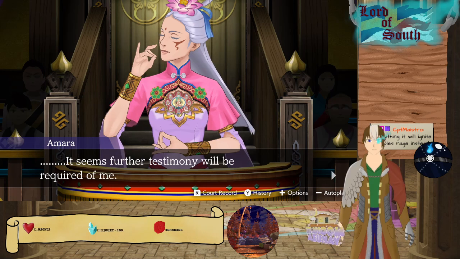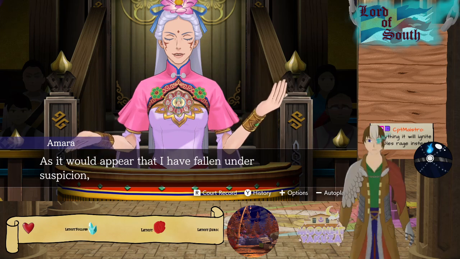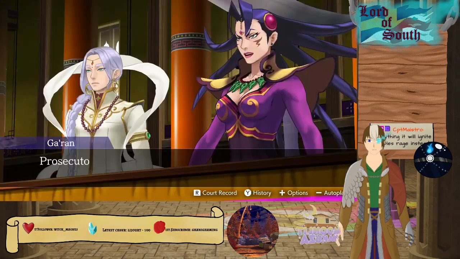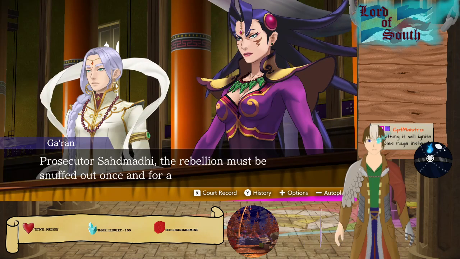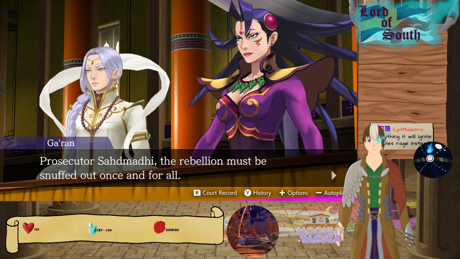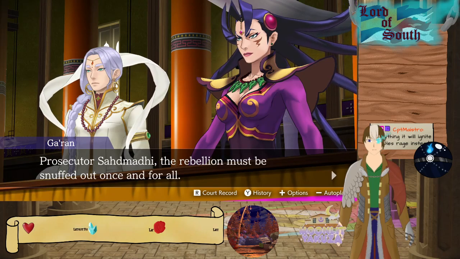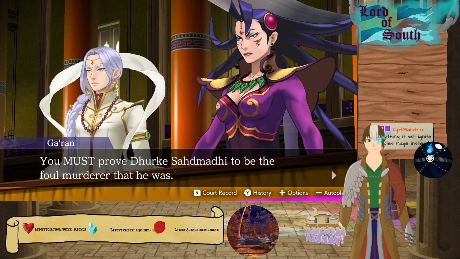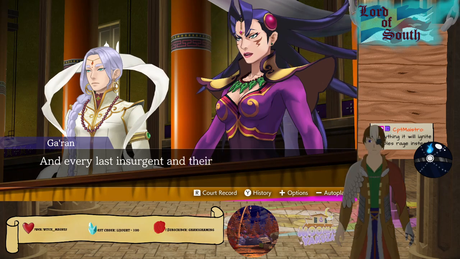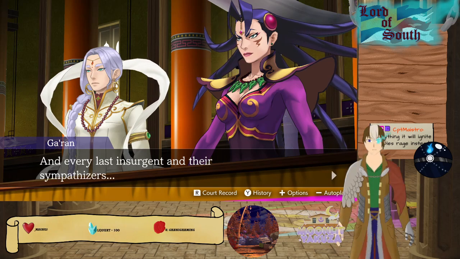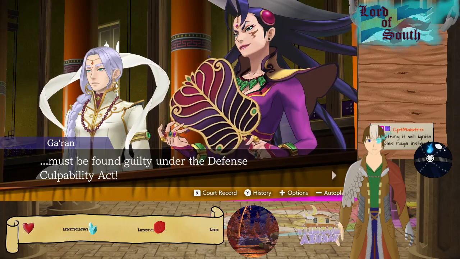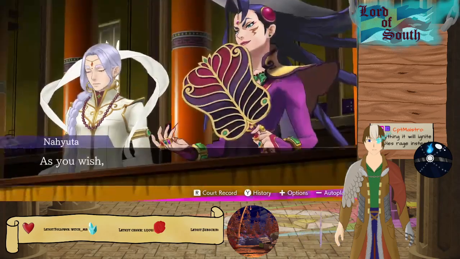It seems a further testimony will be required of me. As it would appear that I have fallen under suspicion, I would like to state my case. Prosecutor Sadman, the rebellion must be snuffed out once and for all. You must prove the Rook to be the foul murderer that he was. And every last insurgent and their sympathizers must be found guilty under the Defense Culpability Act.